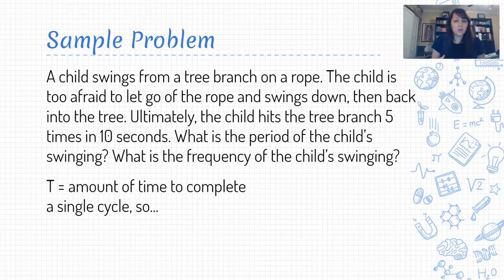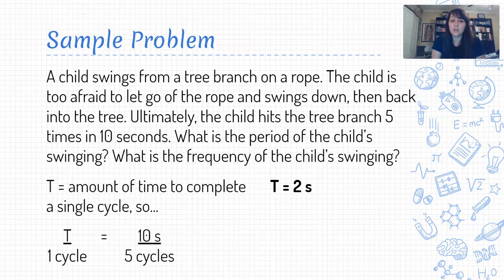So in order to figure out the period, the amount of time for just one cycle, one swing out and back, we're going to set up equal proportions here. So the period is the time for one cycle, and 10 seconds is the time for 5 cycles. And so those should have equal proportions there. So then we can just cross multiply and divide through and ultimately determine that the period of that swinging is 2 seconds. So each swing out and back again takes a total of 2 seconds. 1 second to go out and another 1 second to come back again.